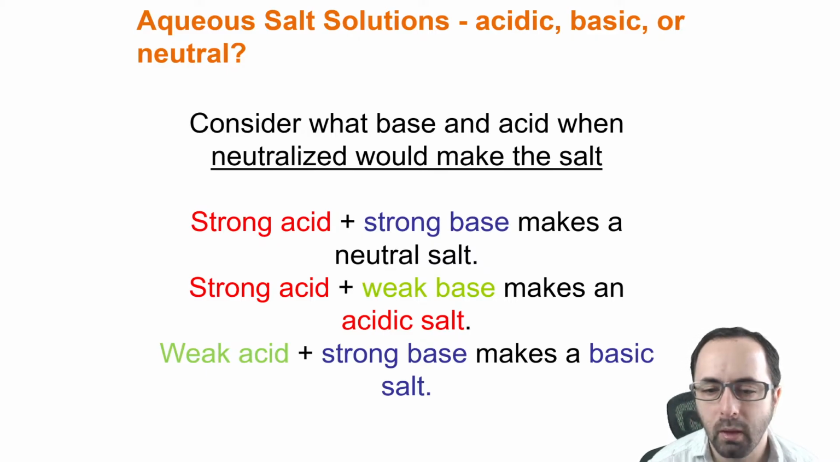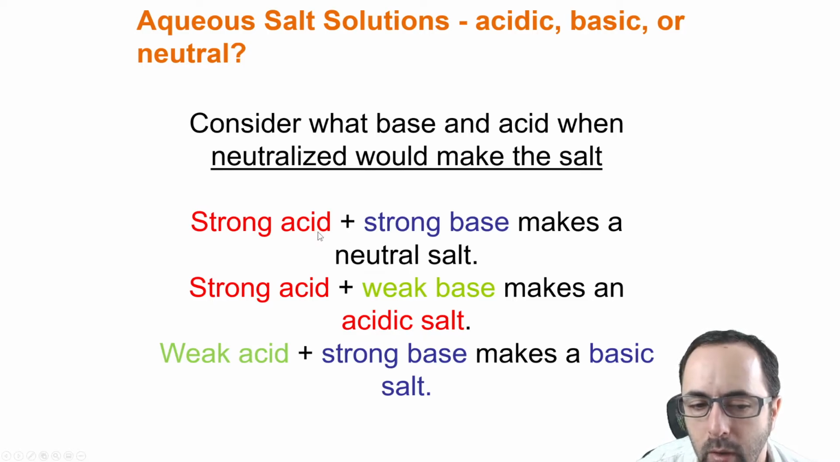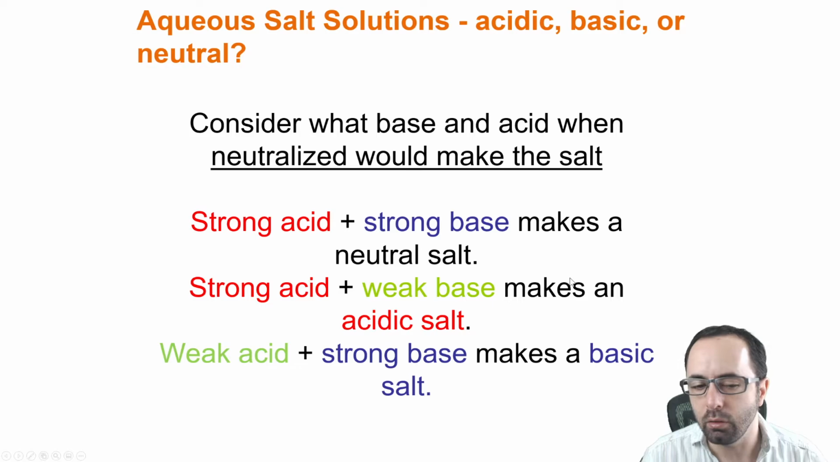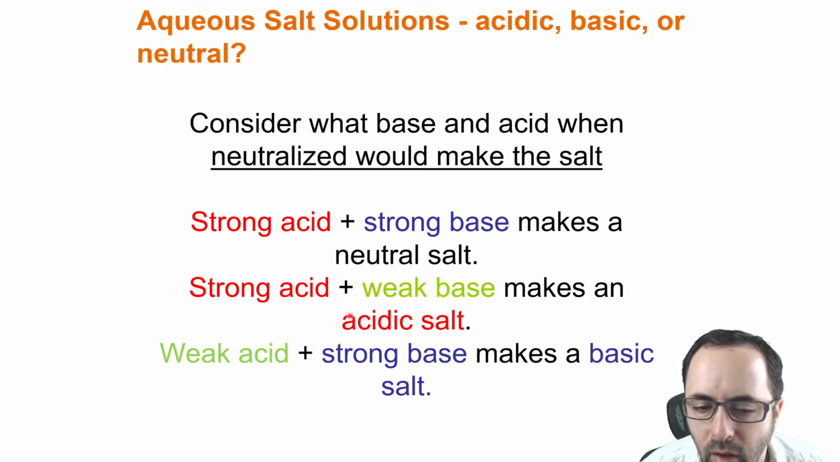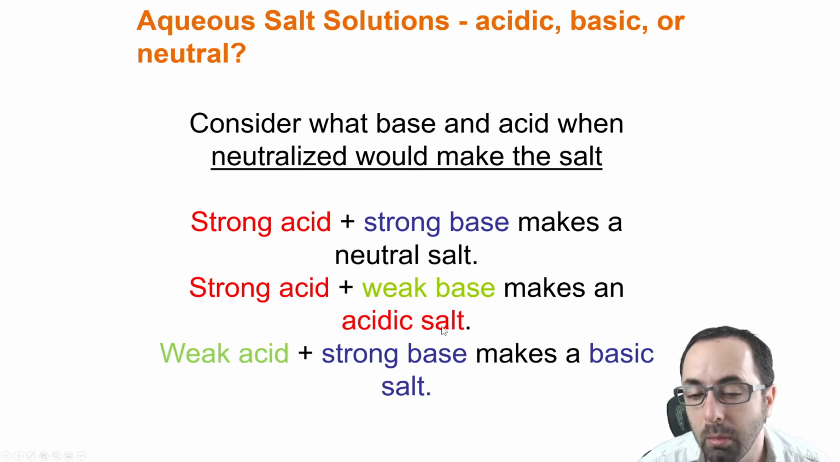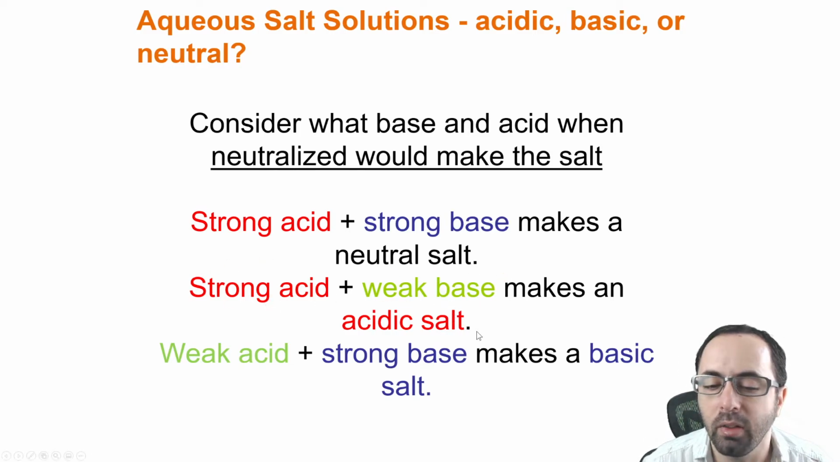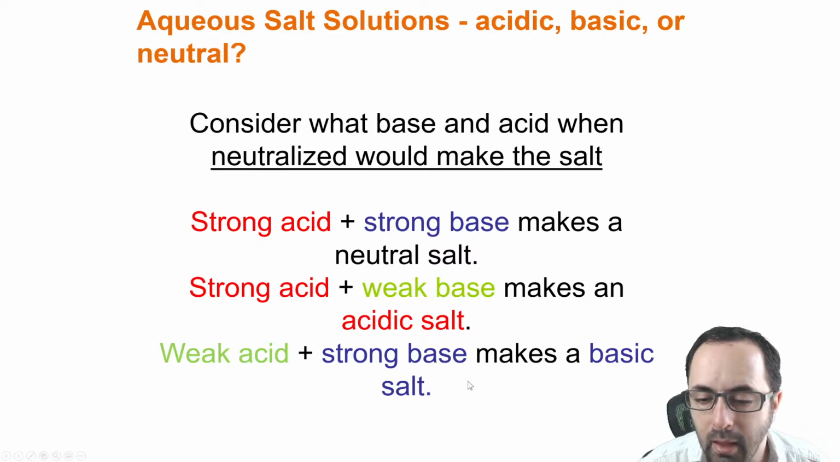If you have a salt that could be produced from the neutralization of a strong acid and a strong base, that salt will result in a neutral solution. If you have a salt, a salt meaning again an ionic compound that is not a hydroxide, that can be produced from a strong acid and a weak base, this will make a salt that makes an acidic solution. And if you have a salt that can be produced by the neutralization of a weak acid and a strong base, that salt would make a basic solution.